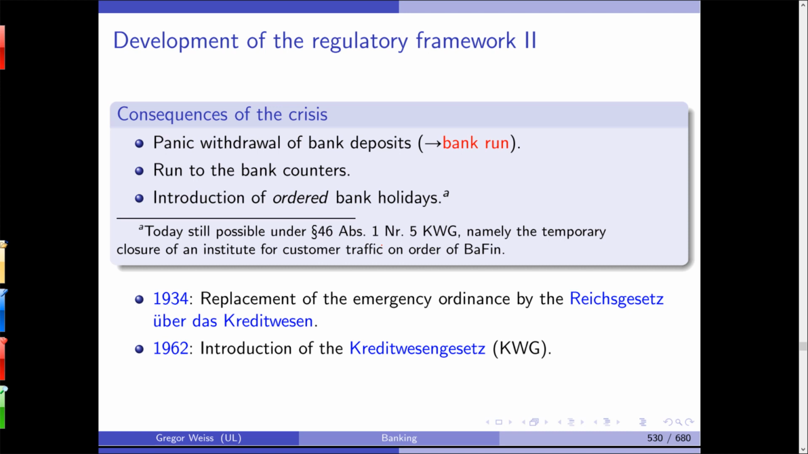Here in 1934, the first law concerning the German banking sector was enacted. And this at that time was the Reichsgesetz über das Kreditwesen, and in 1962 this was replaced by the KWG, the German Banking Act we still have in place today.